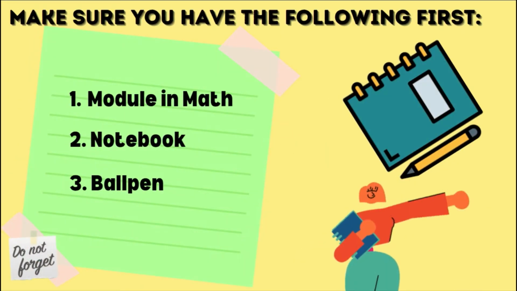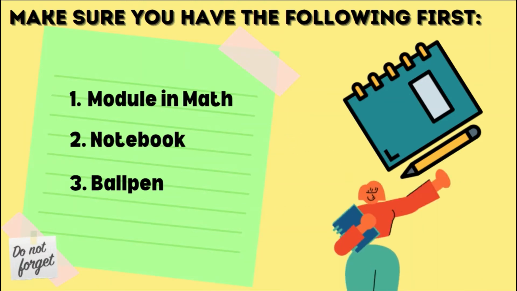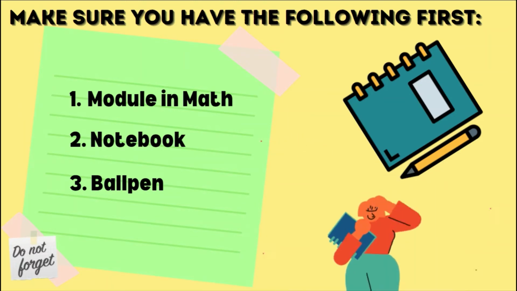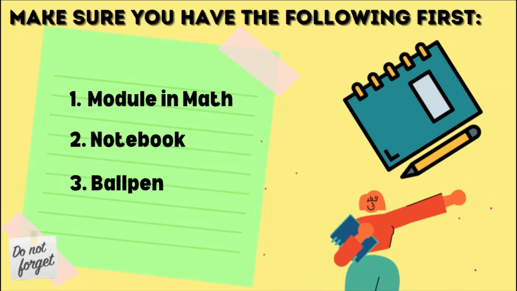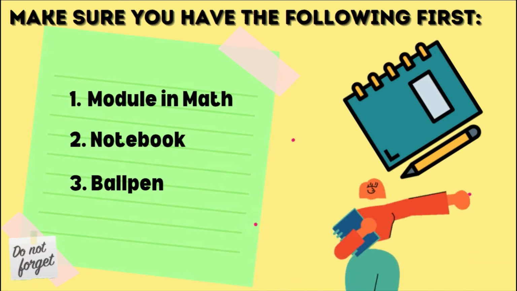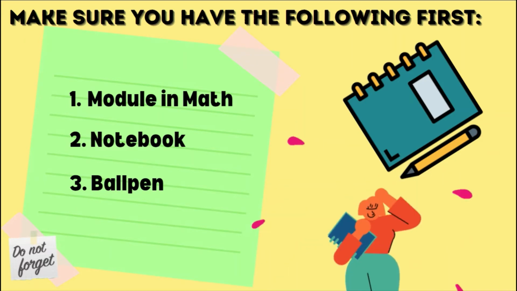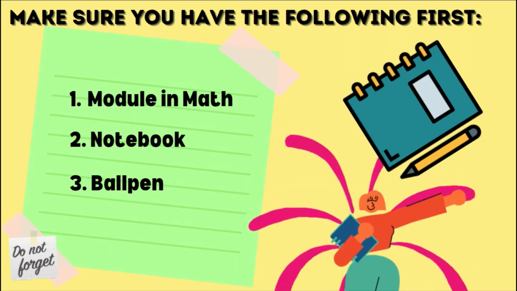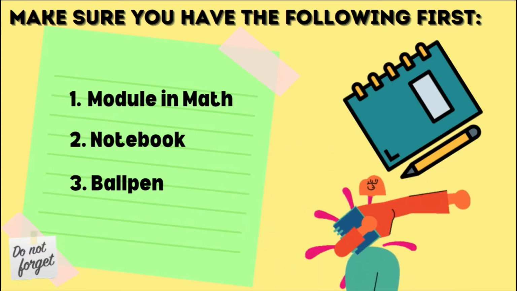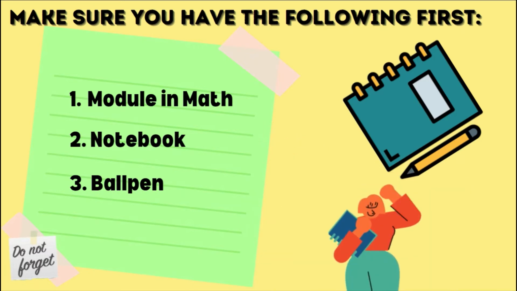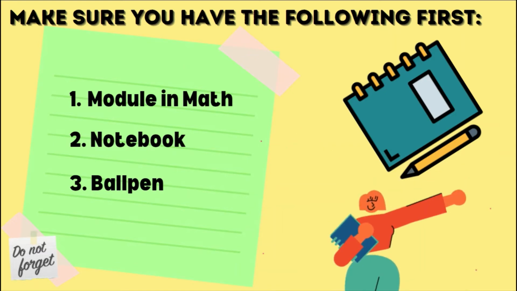First of all, before we discuss, you need to have the following first. Number 1, your module in math. Number 2, your notebook. And number 3, your ball pen. And I request that everyone must follow what I am saying that is located on your module, so that you will understand clearly the examples that I will give you in this topic. Okay, let's proceed.